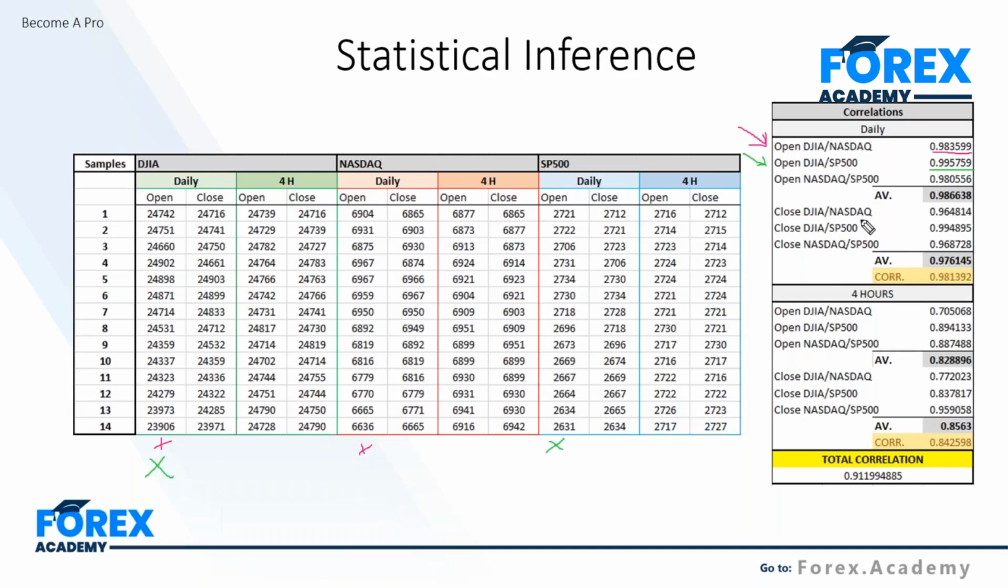Then, of course, we have the opening prices for the NASDAQ and the S&P. Are they correlated? Well, absolutely, they are, 98%. Again, we've just used the reference point for our open. And that's effectively what we've done across our correlation study.